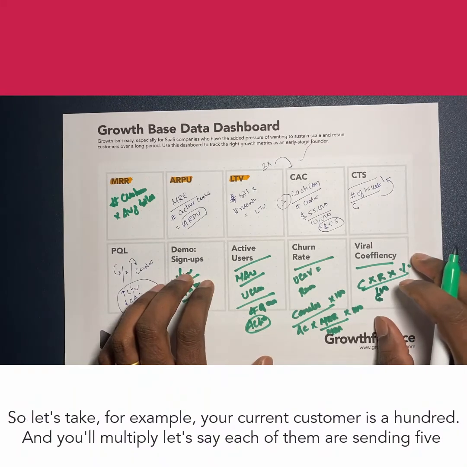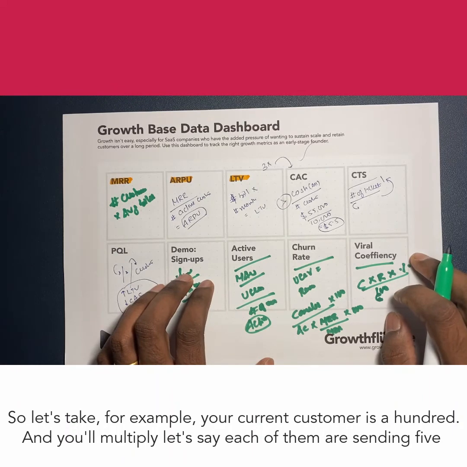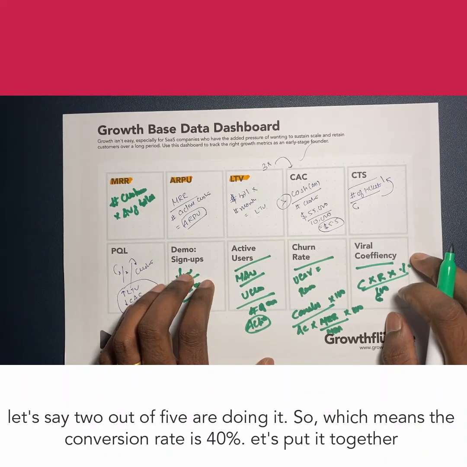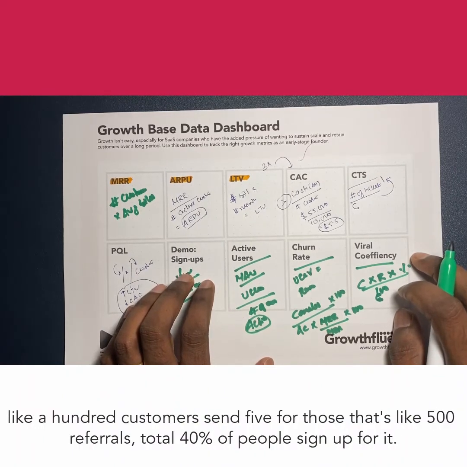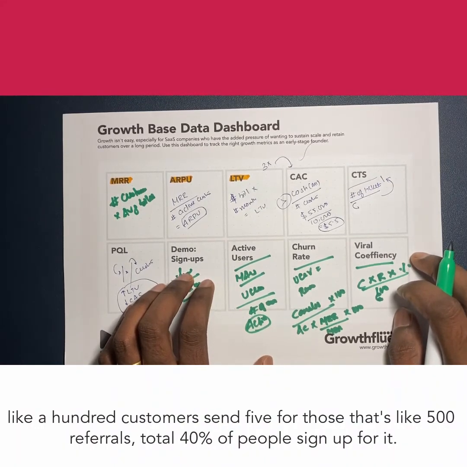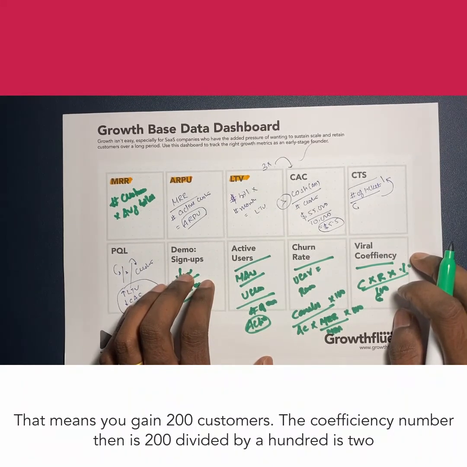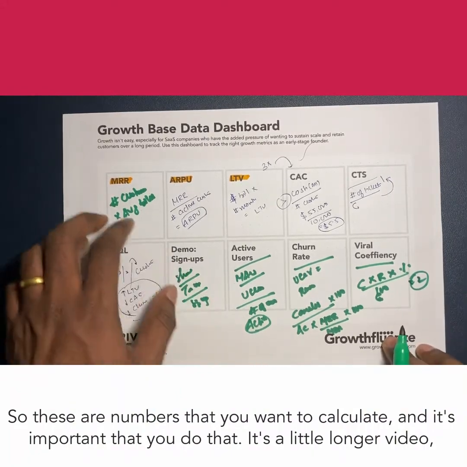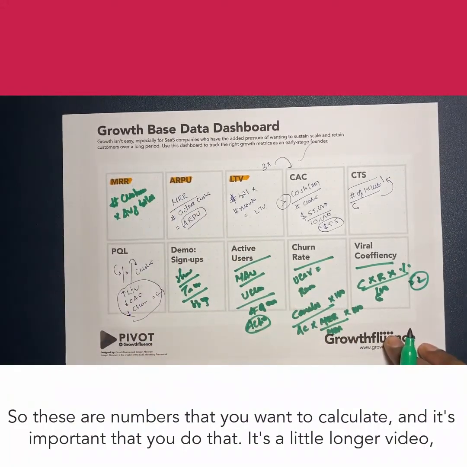Let's take an example: your current customers are 100, and let's say each of them sends 5 on average, so it's 100 times 5, and the percentage of referrals that took action, let's say 2 out of 5 are doing it, which means the conversion rate is 40%. Now let's put it together: 100 customers sent 5 referrals, that's 500 referrals total. 40% of people sign up, which means you gain 200 customers. The coefficient is then 200 divided by 100, which is 2, which is very good. Got it? So these are numbers that you want to calculate, and it's important that you do that.